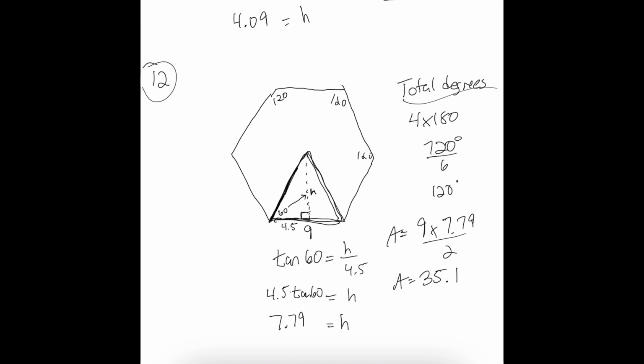Okay, but how many of those triangles are inside the hexagon? Well, if you drew them out, there's 6. So the area of the one triangle is 35.1, and 35.1 times 6 will be my answer. So the total area of a regular hexagon with a side length of 9 is 210.6. And that one's in centimeters.